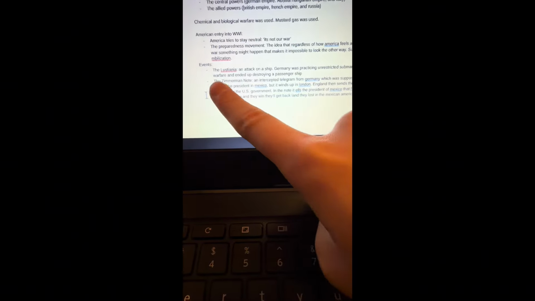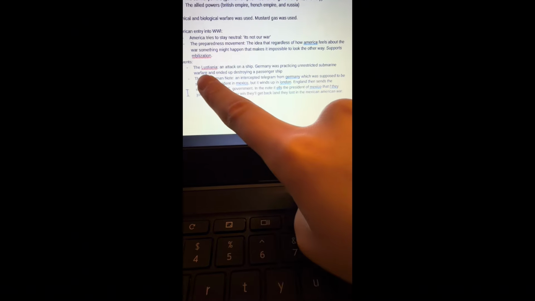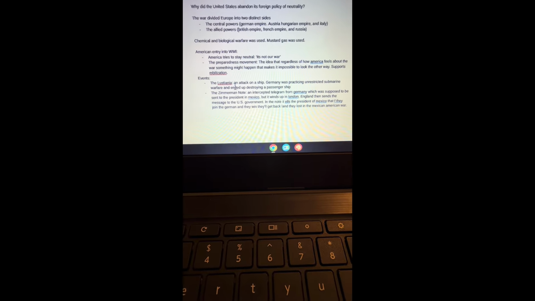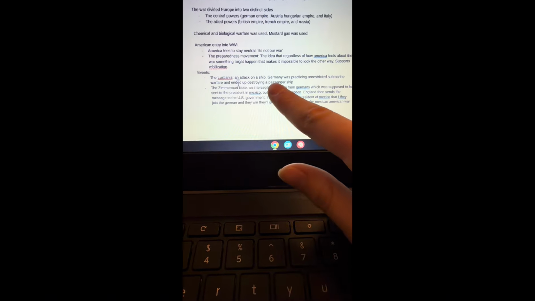So these are the events. The Lusitania, which was an attack on a ship. Germany was practicing unrestricted submarine warfare and ended up destroying a passenger ship. What is unrestricted submarine warfare? It's whenever a country shoots at anything that is an enemy or related to the enemy, and America was one of those. So even though it was just a passenger ship, nothing dangerous, Germany still shot it because it was identified as an American ship.